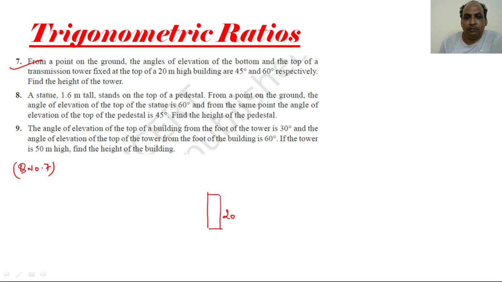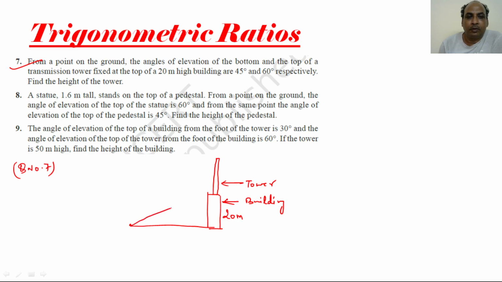Suppose this is a 20-meter high building, and at the top another tower is placed. So this is the tower and this is the building. Right. Now from a point on the ground, which is at the same level as the building, the angles of elevation of the bottom and the top.